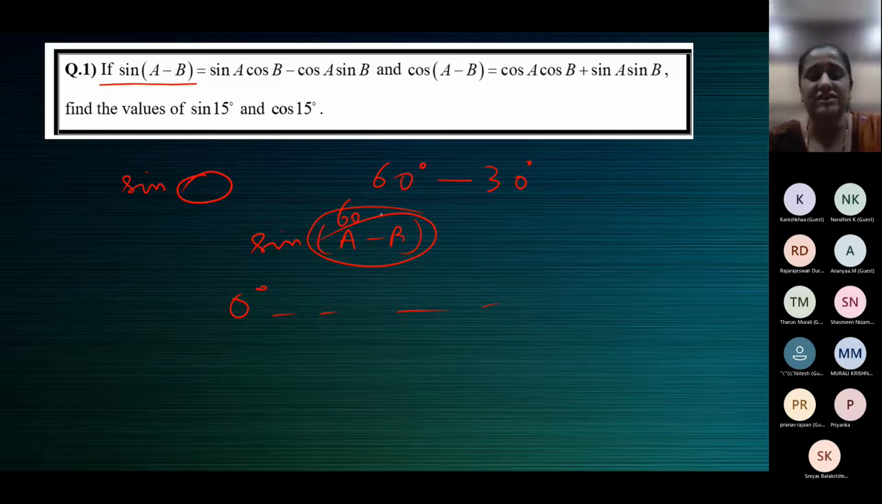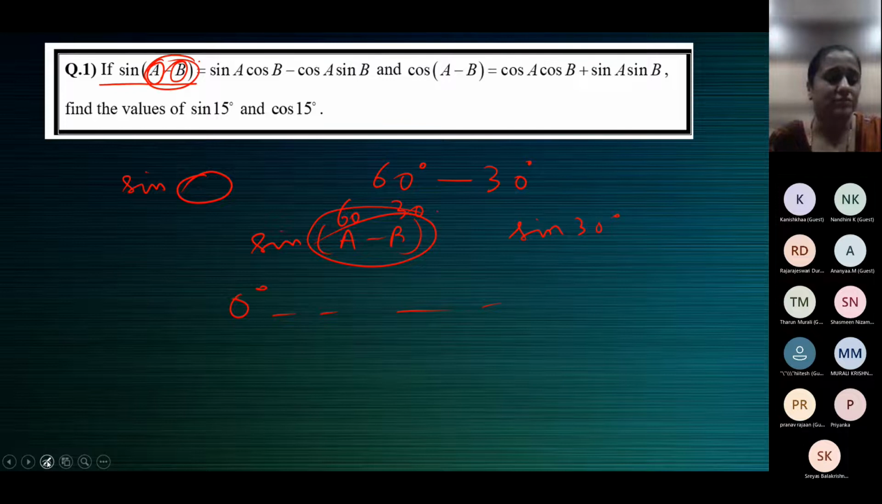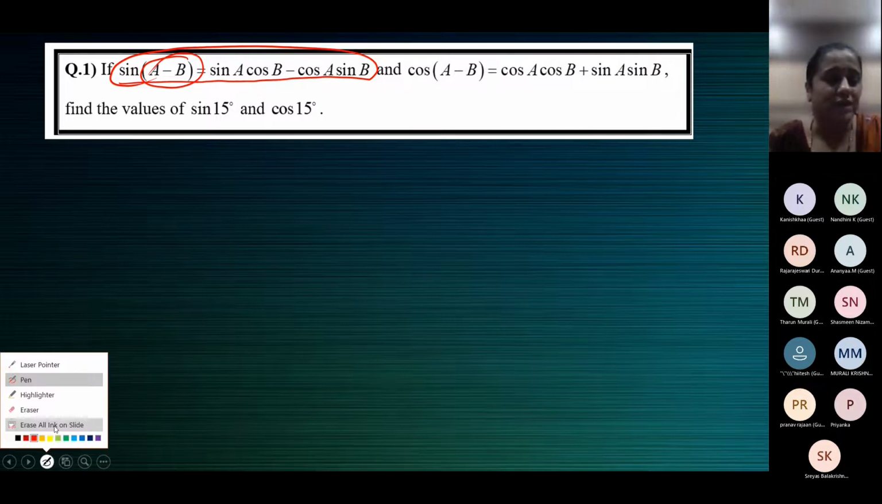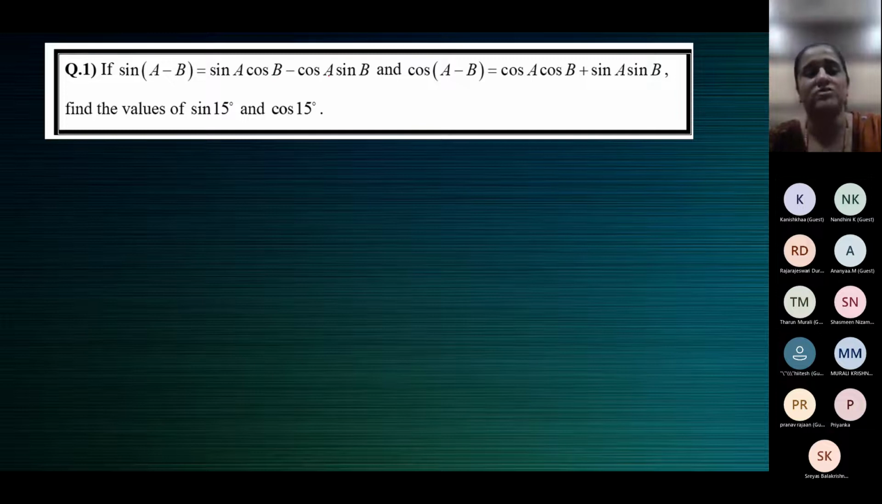Supposing A is 60 degrees and B is 30 degrees, 60 minus 30, so sine 30 degrees it is. If A is 60 degrees and B is 45 degrees, then A minus B is 15, so sine of 15 degrees it is. This is the formula which is given to you. Sine of A minus B can be calculated using this formula: sine A cos B minus cos A sine B.